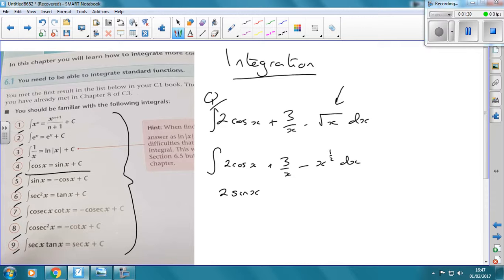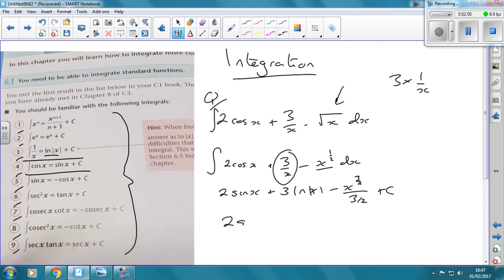Now 3 over x, that's the same as 3 lots of 1 over x. And we can see that if we integrate 1 over x, we're going to get log x. So that's going to be 3 lots of log x. And then if we integrate x to the power of a half, it's going to be x to the power of 3 over 2 over 3 over 2 plus c. And then all we need to do is simplify it.